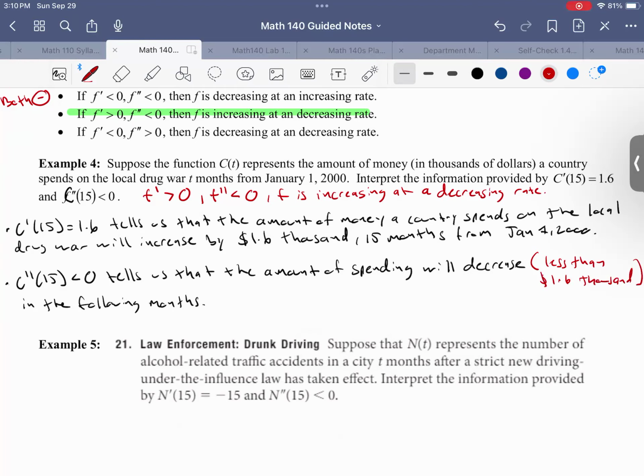Right? It's going to be less than that amount. Okay, so that's how you would interpret this type of question.